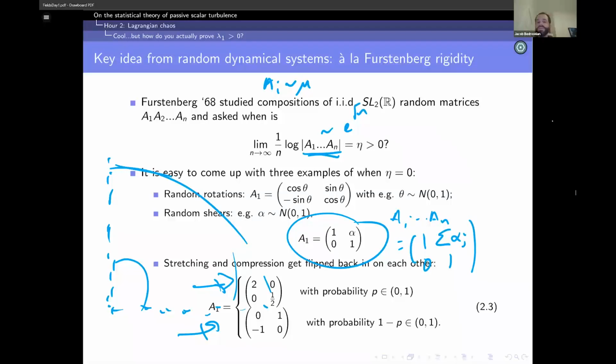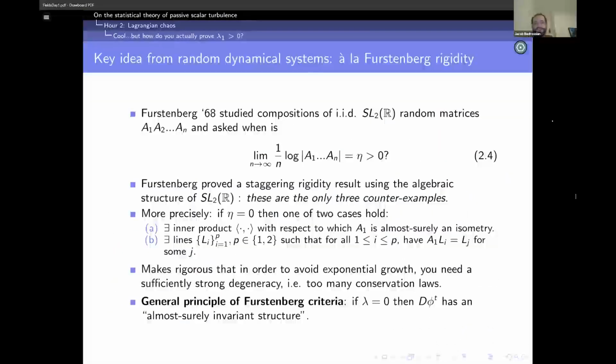And so these are 3 examples that are increasingly difficult to brainstorm. And it's really cool because Furstenberg showed that those are the only examples that you will ever come up with. I think this theorem is really cool. So basically, what does that mean? What he showed was that if the Lyapunov exponent was 0, then one of 2 things happened. So either there's some inner product such that you are almost surely an isometry. So that means you have a completely deterministic degeneracy. The inner product is deterministic, completely not random. And the fact that you're an isometry is completely not random.